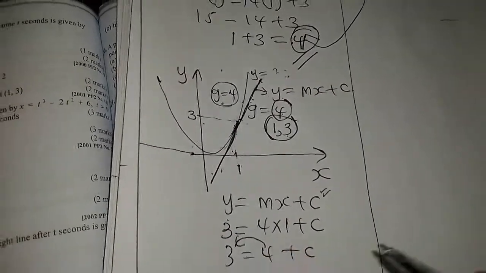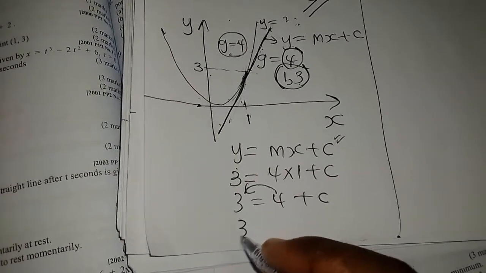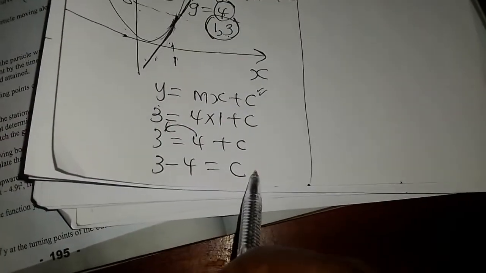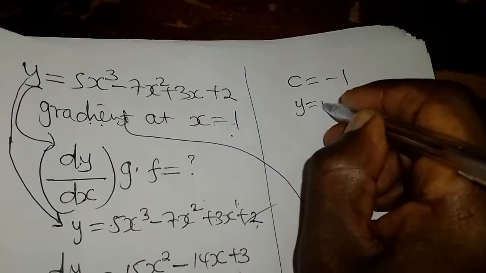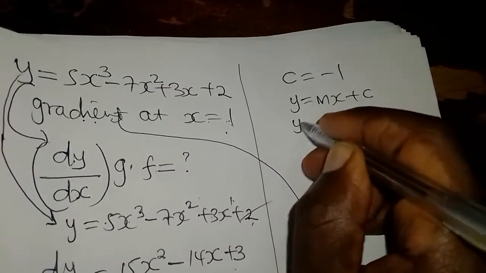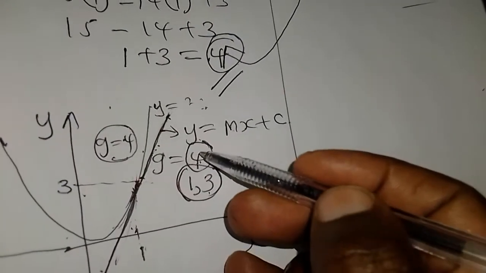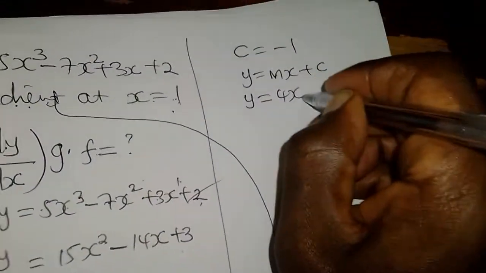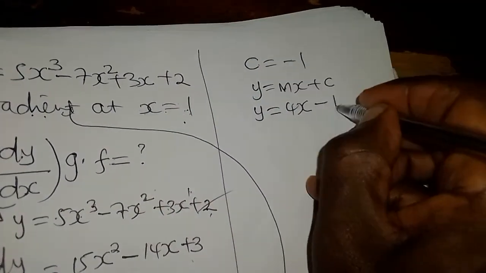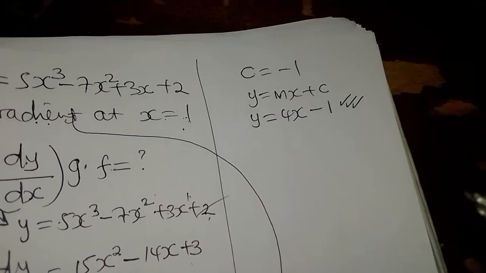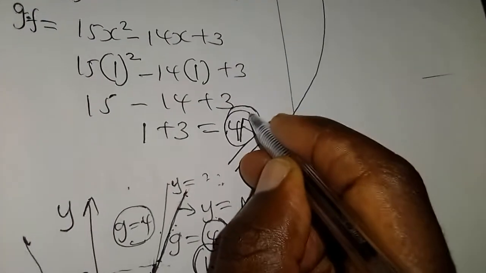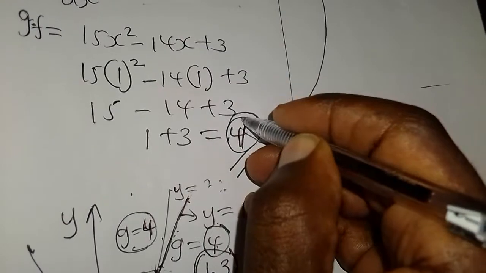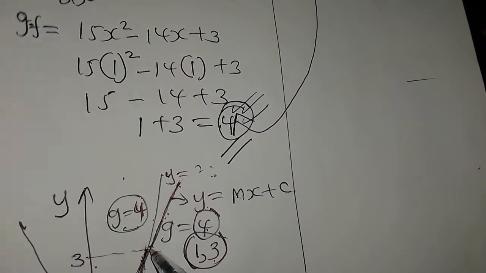I'll take this to the other side. So 3 minus 4 equals the constant. That means the constant is equal to negative 1. The equation should be in the form y equals mx plus c. So y equals m, the gradient, which is 4, then x. The constant c is negative, so I'll say minus 1. That becomes the equation of the tangent. In that case, the gradient of the tangent and the gradient of the curve at that point must be the same.